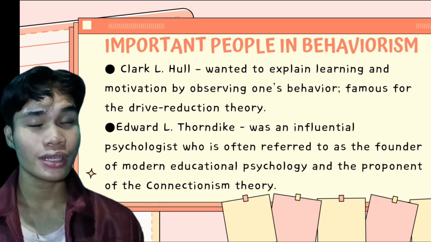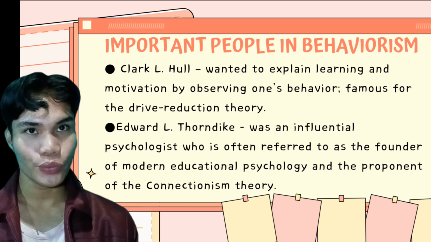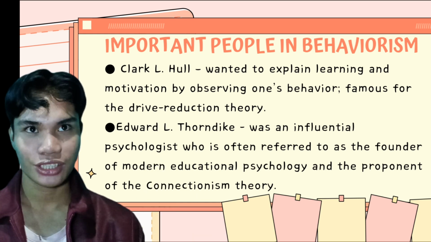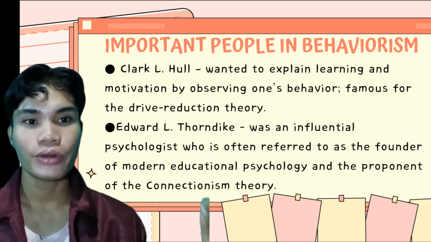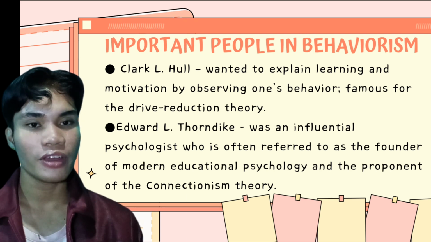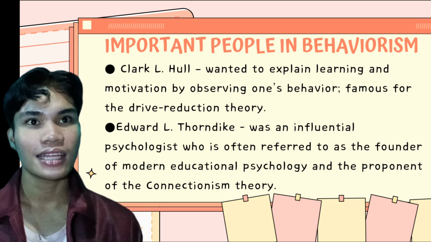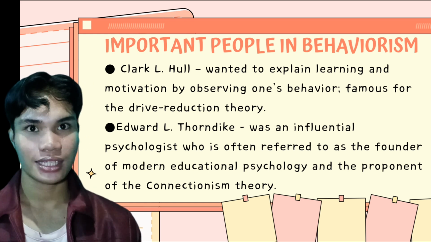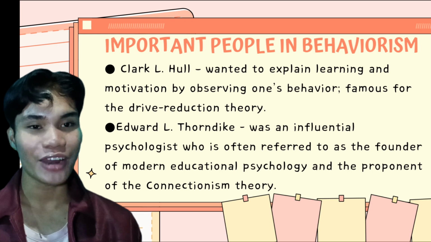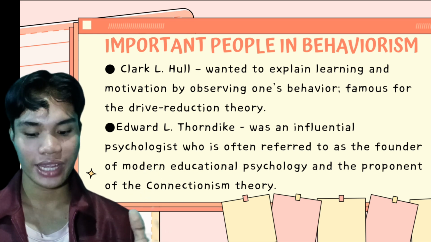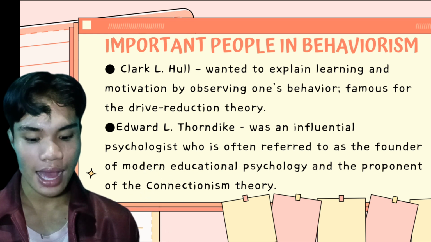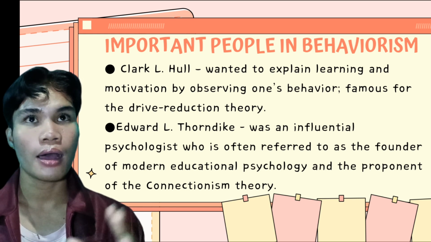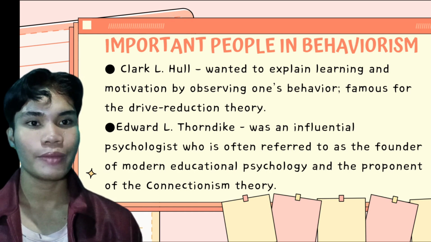When we say connectionism, it is a theory that explains learning as the formation of connections between stimuli and responses. His law of effect states that behaviors followed by satisfying consequences are strengthened, while those followed by annoying consequences are weakened. So that's Edward L. Thorndike. That's the end of the important people in behaviorism theory.